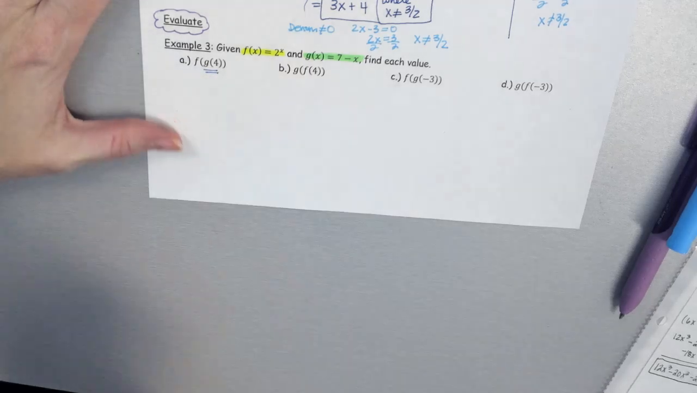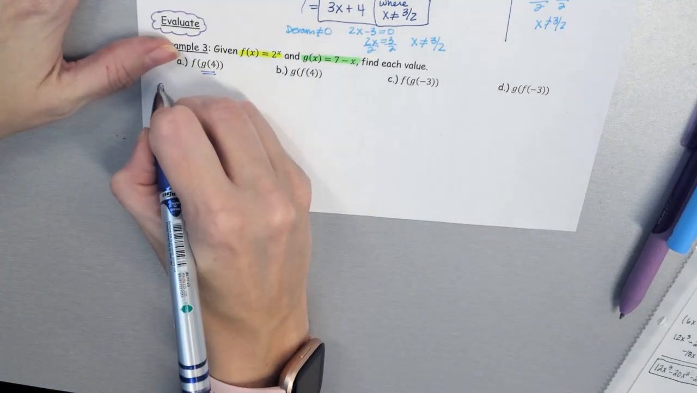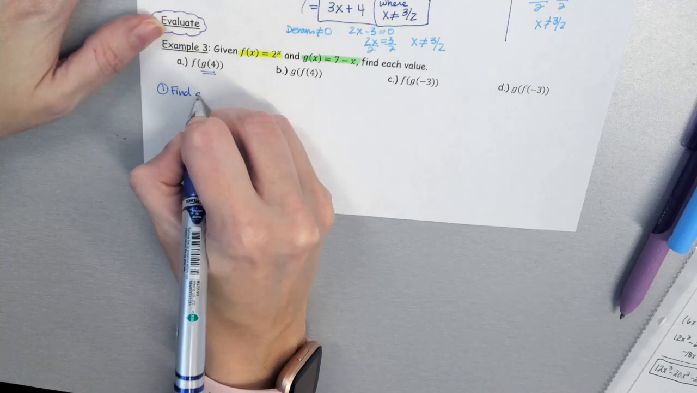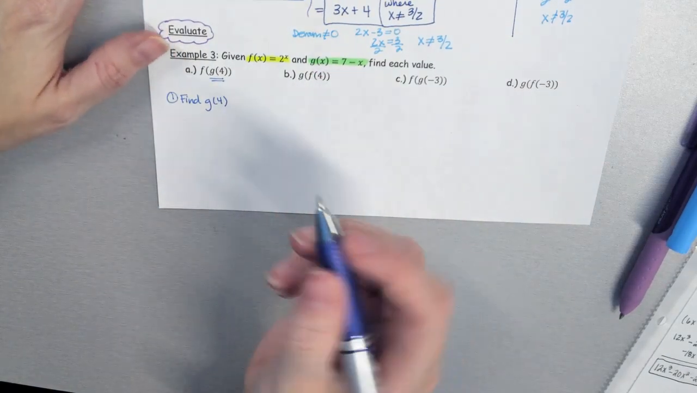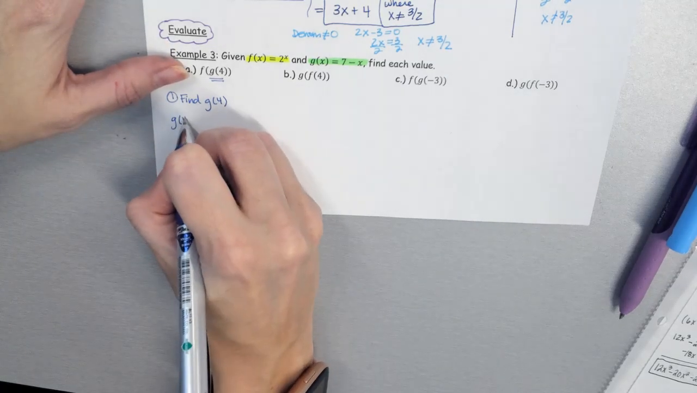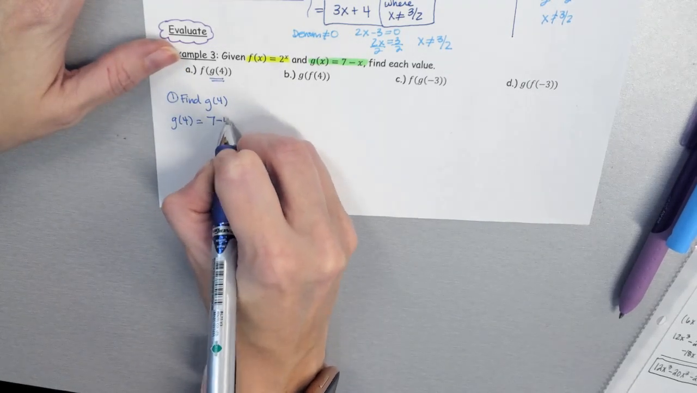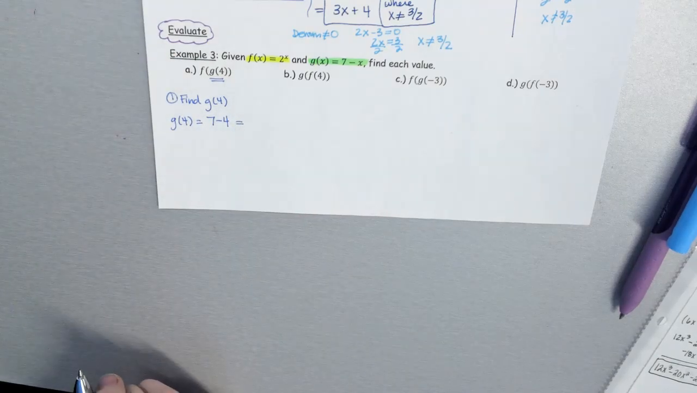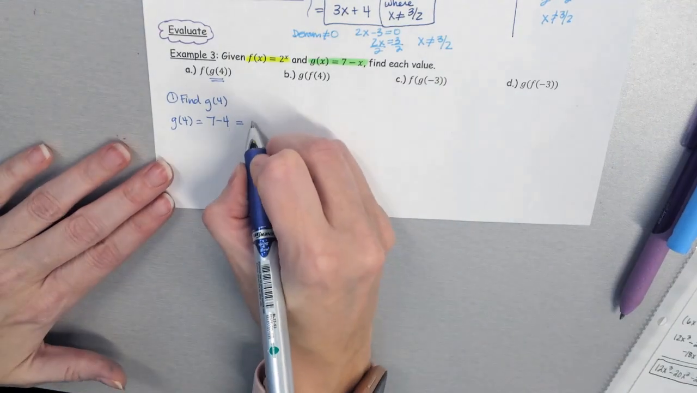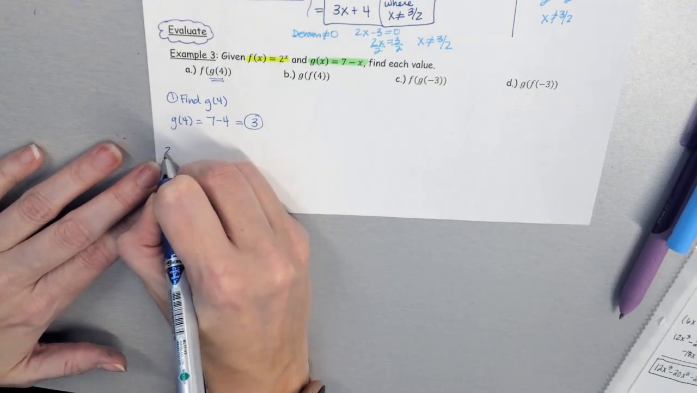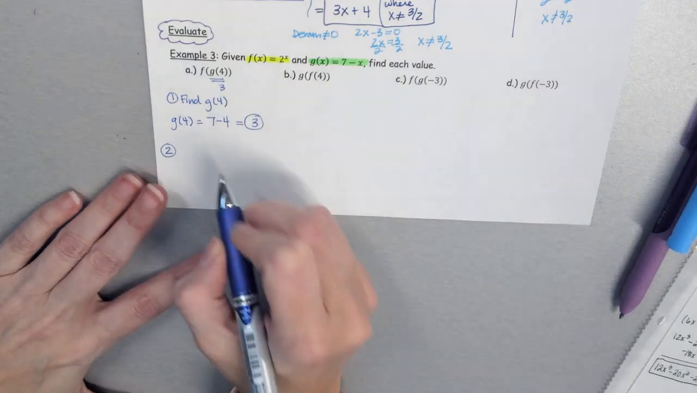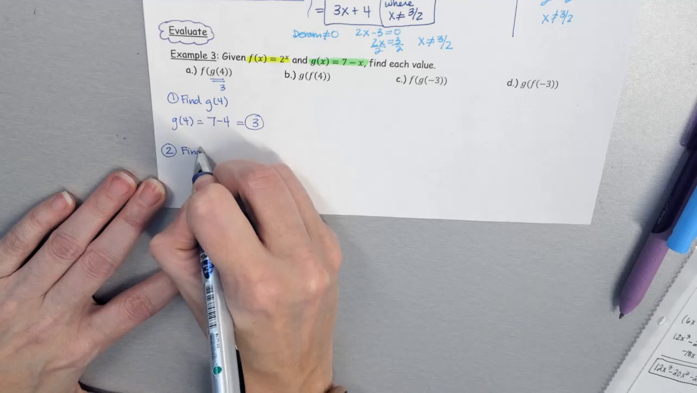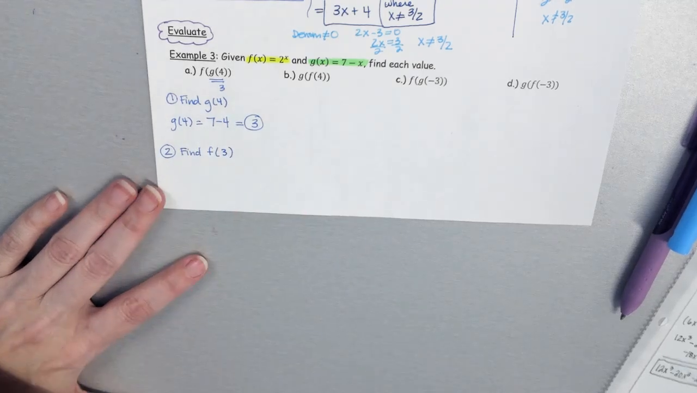So inside you can see you have g of 4. Our first step is going to be to find g of 4. Okay, so if g of x is 7 minus x, you're plugging in 4 for x. You're just going to do 7 minus 4, which is going to give you 3. And then you're going to substitute. So if g of 4 is equal to 3, then what you're going to find is f of 3.